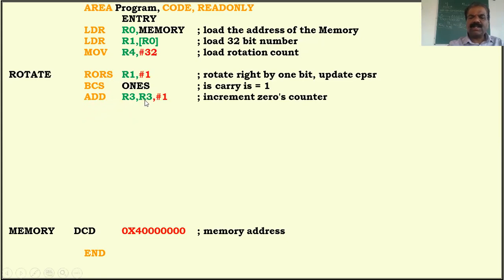Then increment the content of R3 by 1. Add 1 to R3 and place the updated value back to R3. Increment 0 counter. Okay, then branch next.